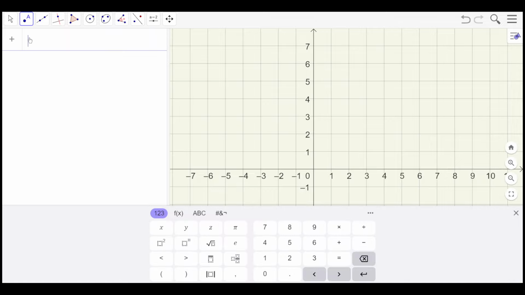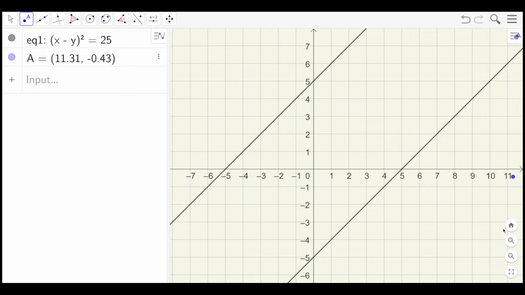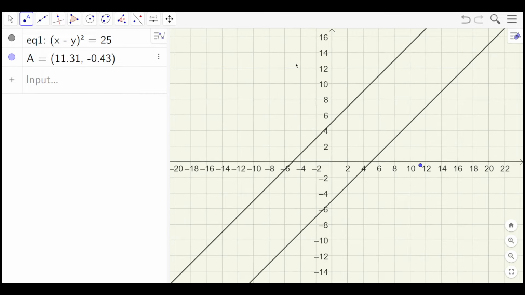So let me type, let us see if it works or not, because these are sometimes not exactly what we expect. Oops, sorry. I forgot to put the power of 2. And then equals 25. So you see, I have 2 straight lines. Yes, let me make it a little bit smaller. What is that point there? So let me get rid of it.